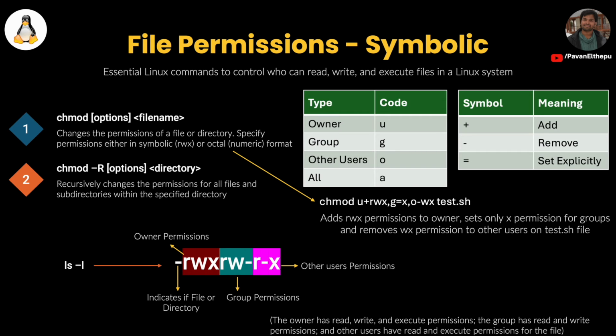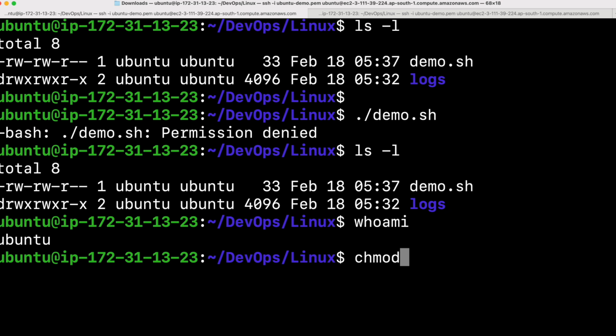So with this understanding, let's try to change the permissions of the file and see what happens. chmod, space, the first digit, which is owner permissions. I want to give it read plus, I don't want to give write permissions, so 0, plus I want to give execute permissions, that means 1. So 4 plus 0 plus 1, that means 5. For other users also, I will give the same permissions for now, and the file name is demo.sh.